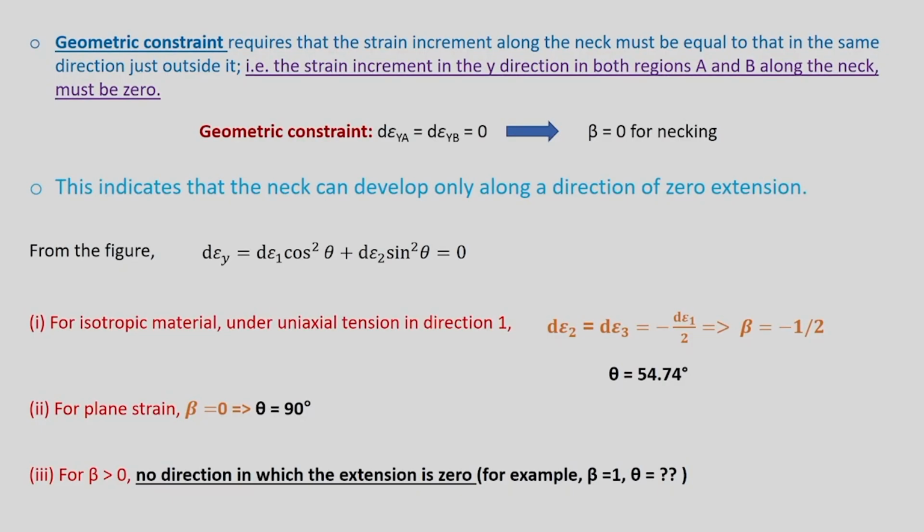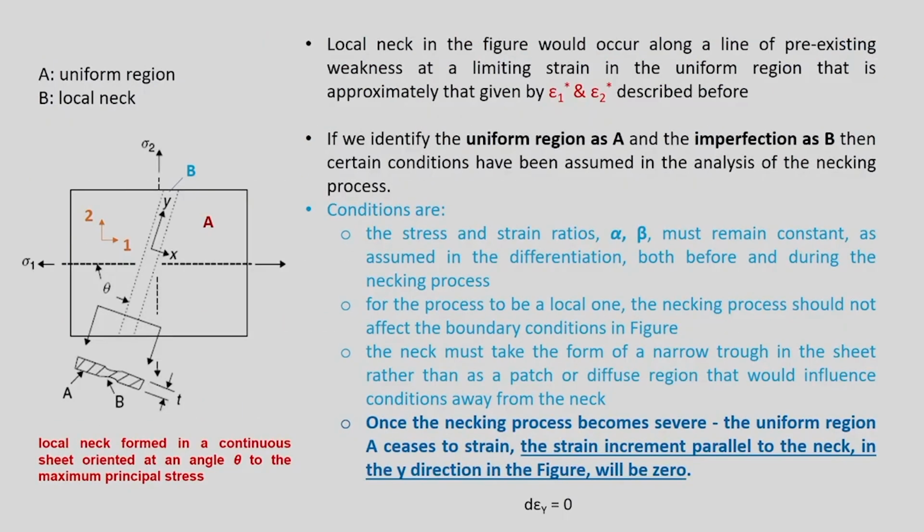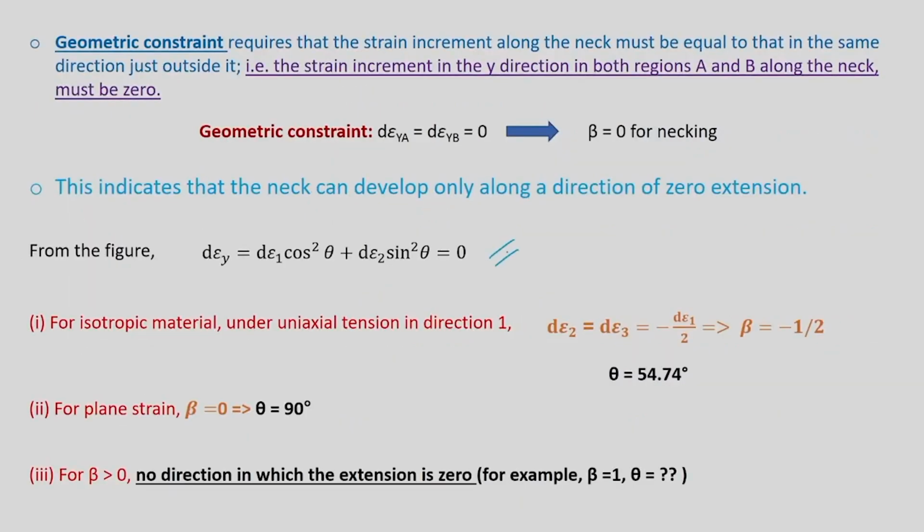So, with this entire thing, from this figure, what we are going to do is relate the two coordinate systems, x, y and 1, 2. We can relate strain increments in these two axes, 1, 2 and x, y, by this equation. So, d epsilon y would be equal to d epsilon 1 cos square theta plus d epsilon 2 sin square theta, and this would be equal to 0. I am putting a condition now.